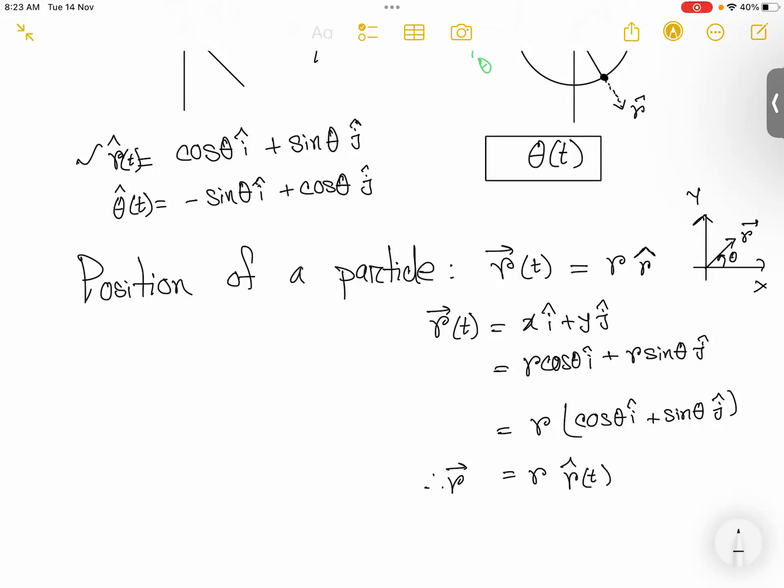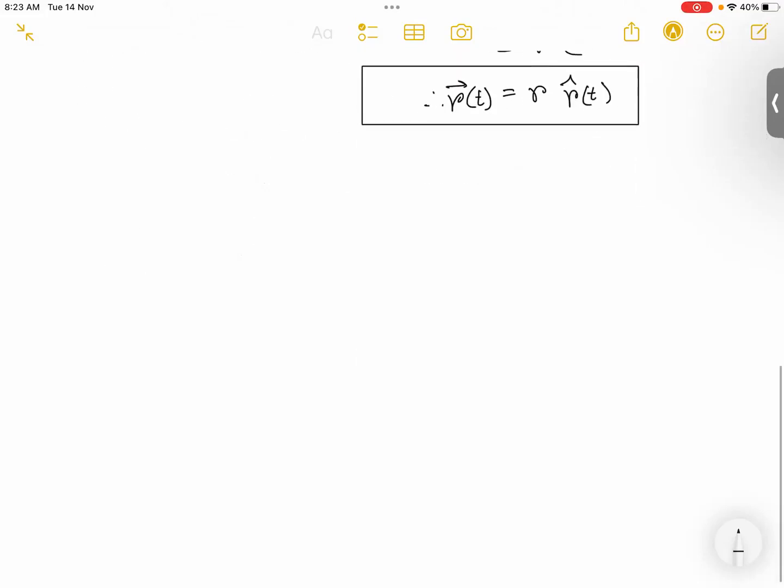So from here, you can also see that the position is given by r into r hat. So you can either find this from intuition, or you can also find this from calculation. So that's the position of a particle in polar coordinate system. Rather than x i hat plus y j hat, we'll just write it as r and r hat of t. Is there a question?